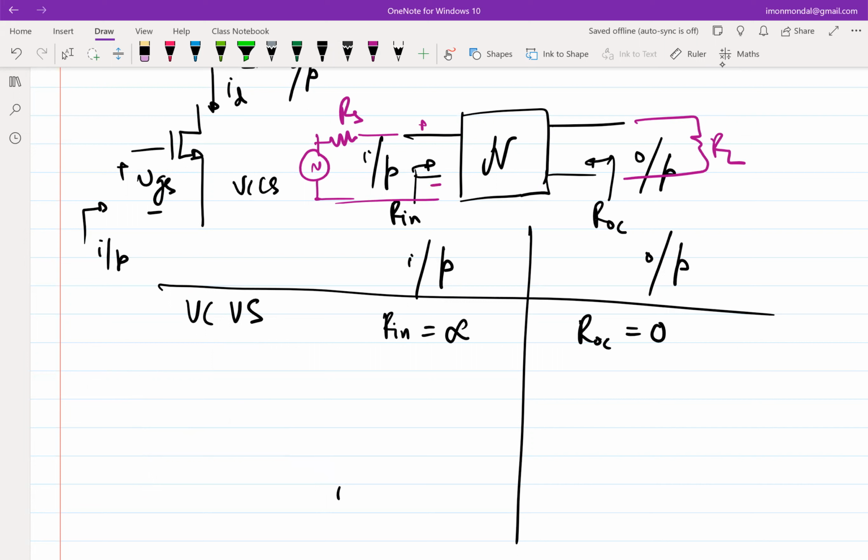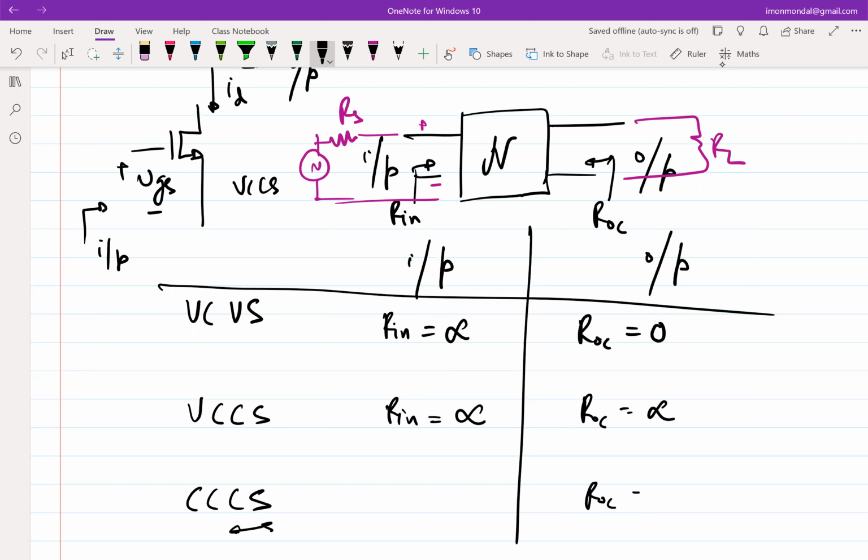Similarly, now if I say you have a voltage controlled current source, what will these conditions be? Your ROC should be infinity and Rin should be infinity, right? Similarly, if I have a current controlled current source, it's a current source at the output side, so ROC doesn't change. It's current controlled at the input side now. So what do you think will happen? Rin should be 0, right?